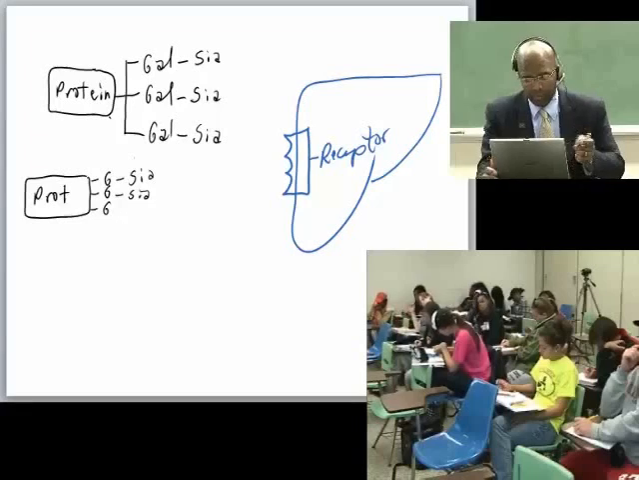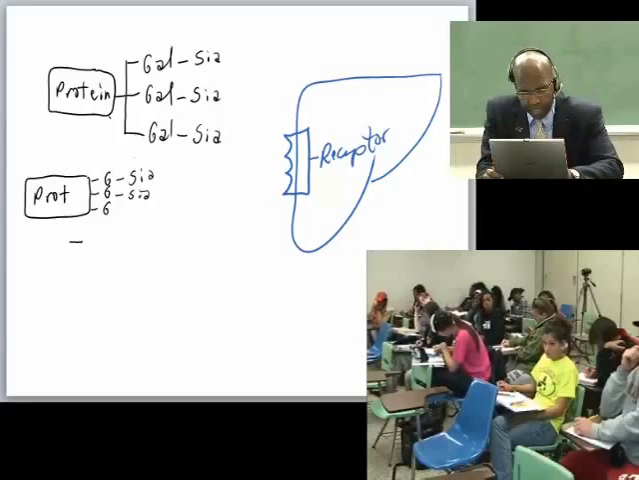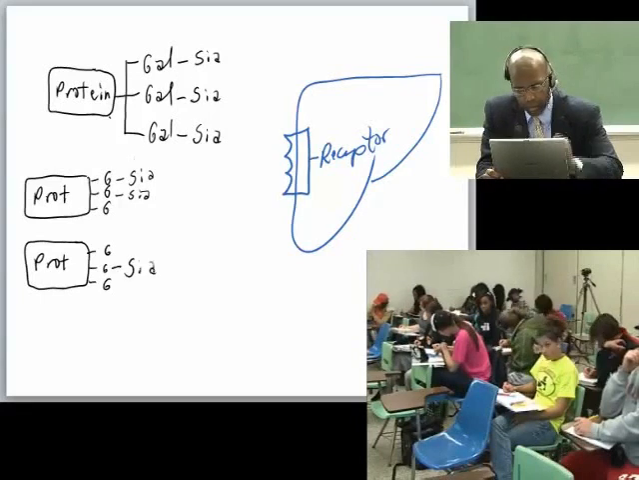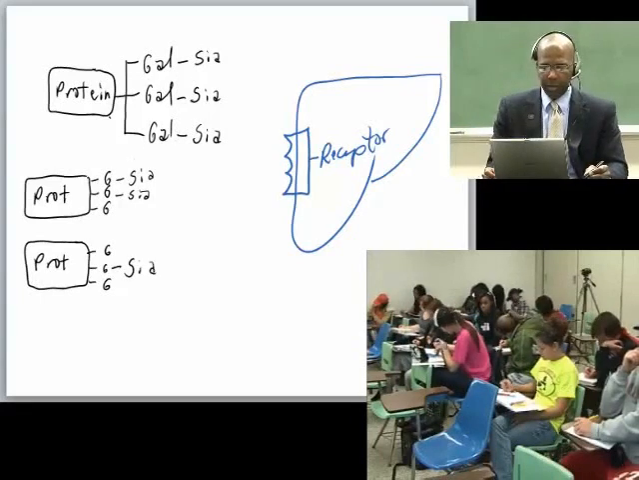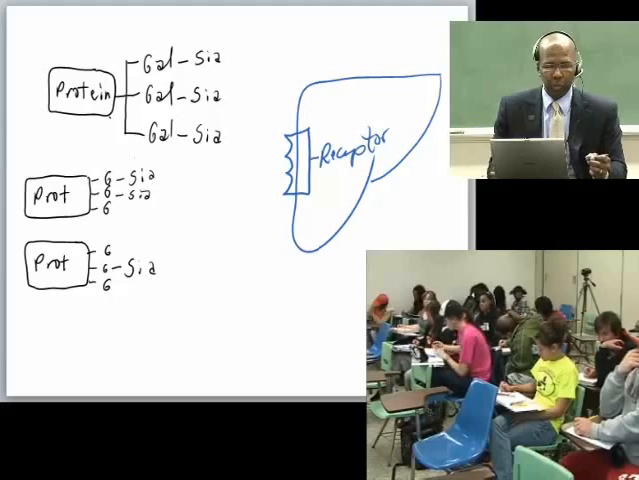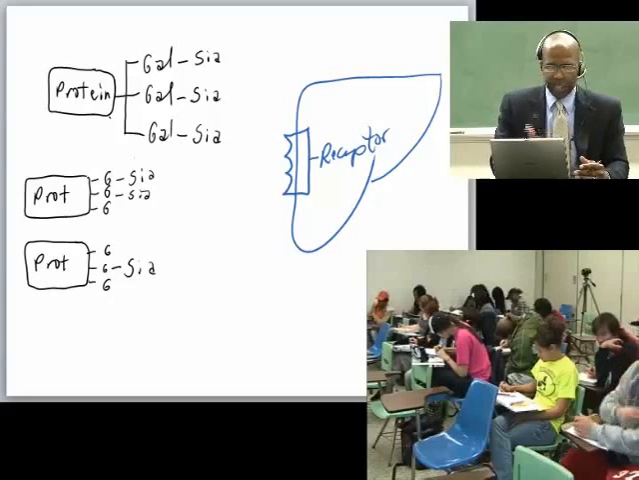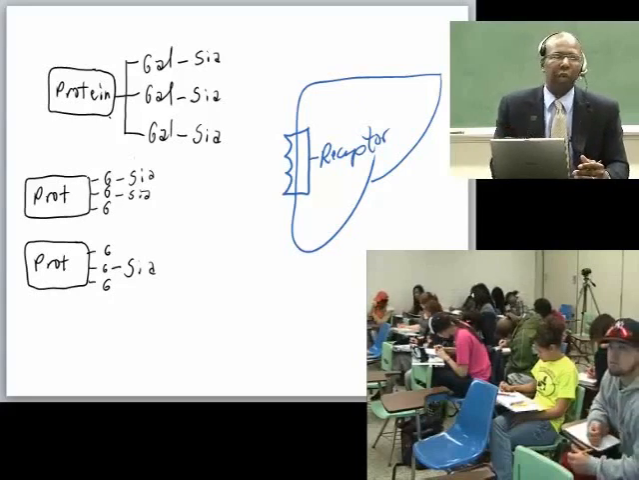Okay. Now, as the protein goes through circulation more, you're going to remove more sialic acid residues. Is this protein going to be destroyed by the liver?